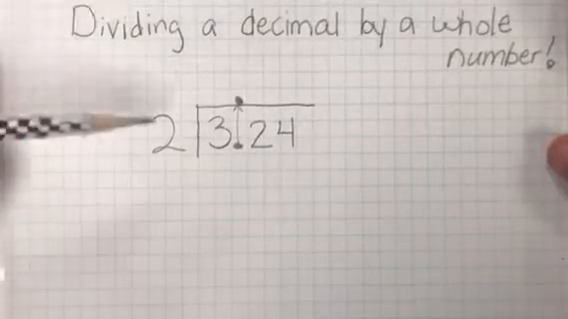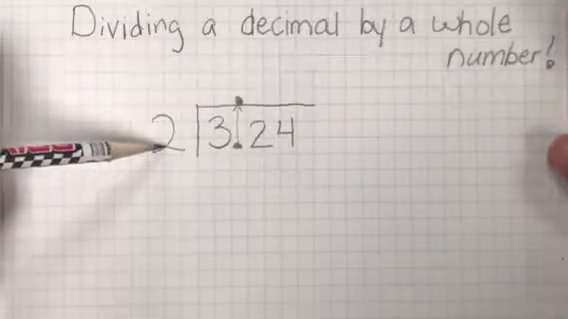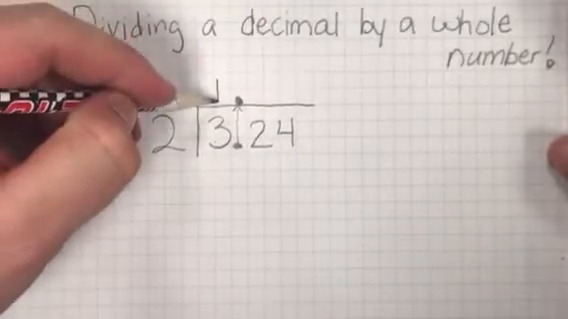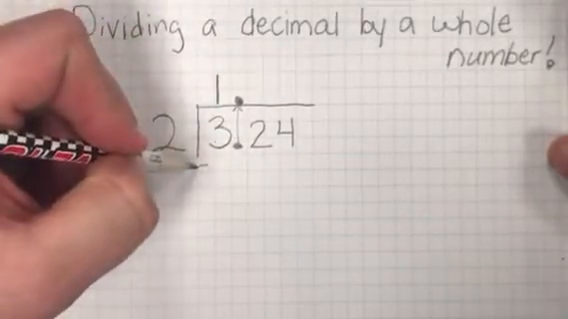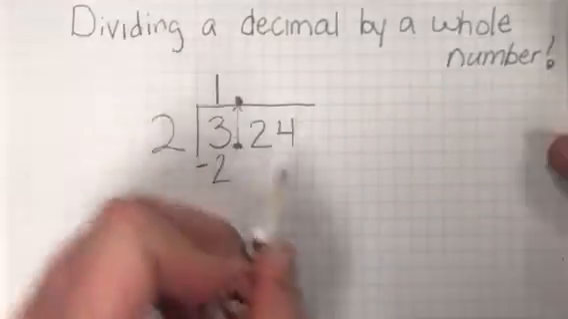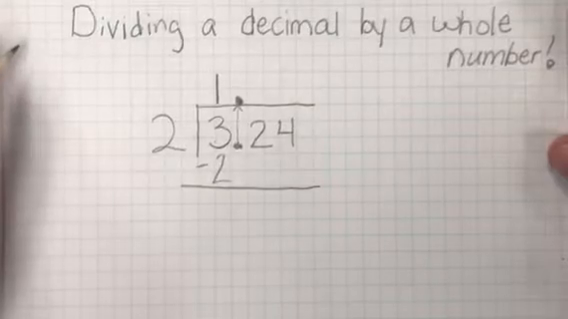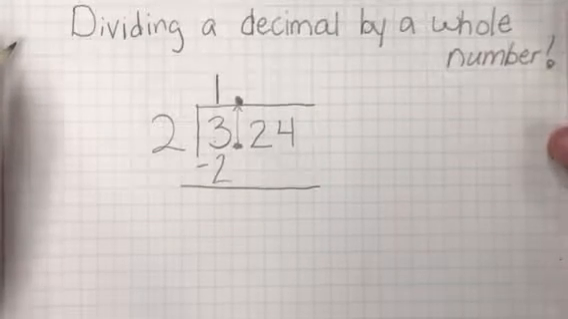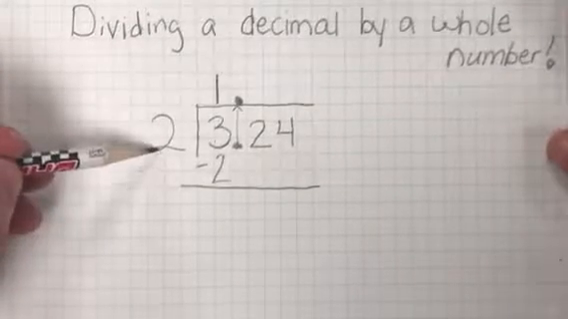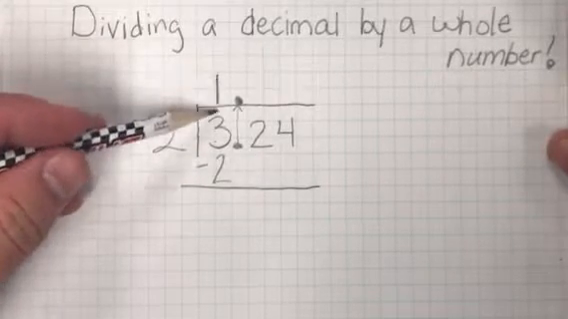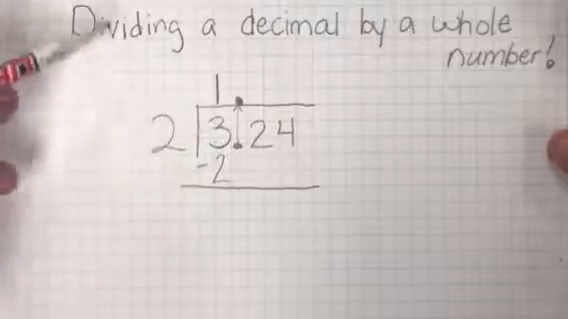So we ask ourselves, how many groups of 2 can I make from 3? In this case, we can make one group, and so we subtract away our 2. Now be careful with where you place your numbers when you're using these decimals, because it will have an impact on your answer. We were able to make a group of 2 out of 3, so the first number in my quotient goes right above that 3, which is in the ones place.